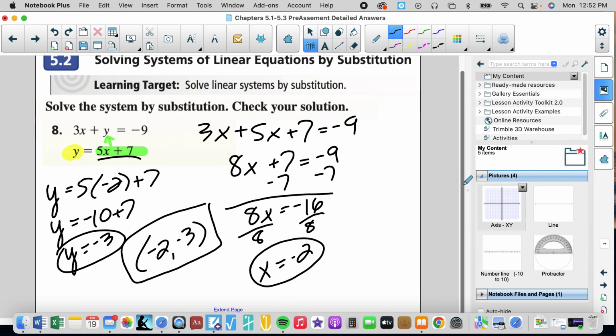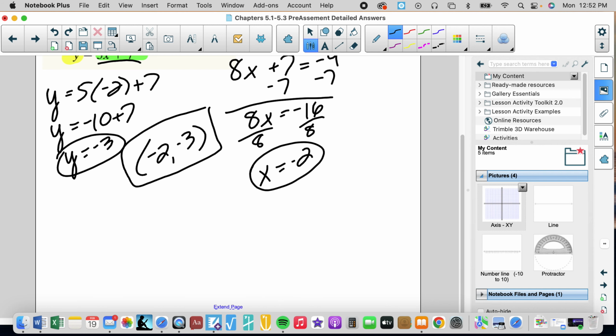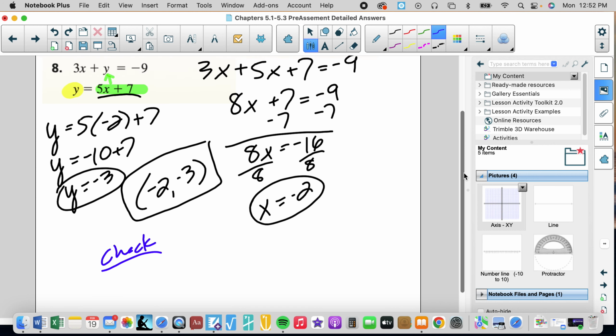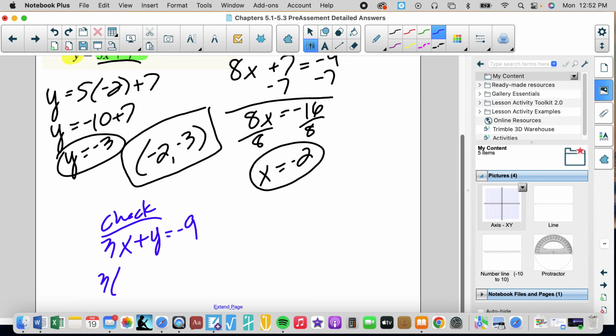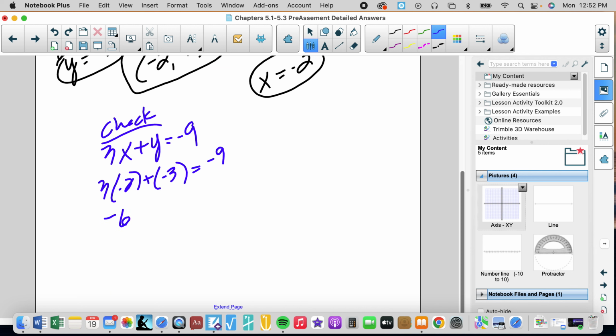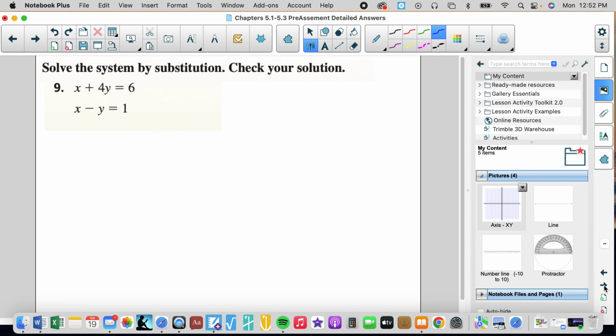And I'm going to check with the other equation, with that top one. So my checking, I only need to check the top equation because I used the bottom equation. 3x plus y equals -9, plugging in -2 for x, -3 for y. 3 times -2 is -6 minus 3. -6 minus 3 is -9. And it worked, so I know my solution is correct.